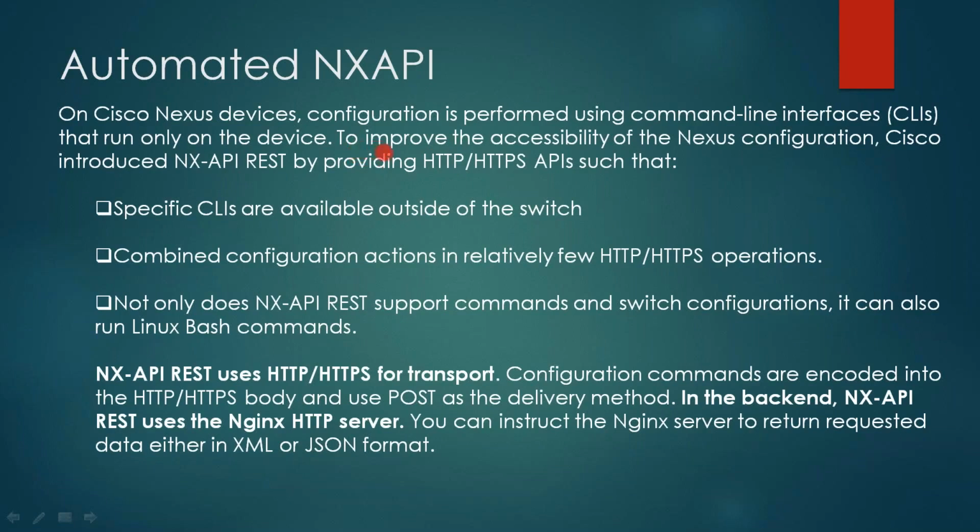what are the things that we are getting, what benefits do we have? So to improve the accessibility of Nexus configuration, Cisco has introduced NXAPI REST. So we have this REST methodology by providing an HTTP/HTTPS API such that specific CLIs are available outside the switch. You can say this is off box. Outside the switch I can do that. Combined configuration action is relatively few HTTP/HTTPS methods operation. That means that I am going to use the HTTP/HTTPS methods to perform the task.